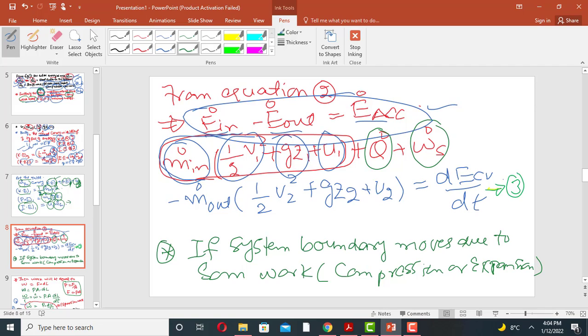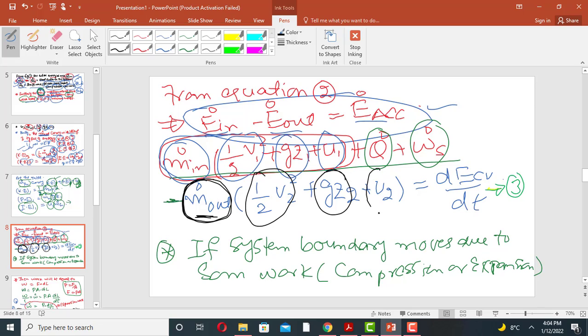So these are the energies entering the system, minus the energy going out. Three types of energy go out of the system due to the mass flow rate of the outlet liquid. So the mass flow rate of the outlet liquid leaving the system will carry three types of energy: one will be kinetic energy, the other will be potential energy, and the third one will be internal energy.